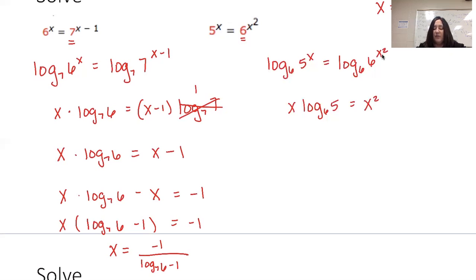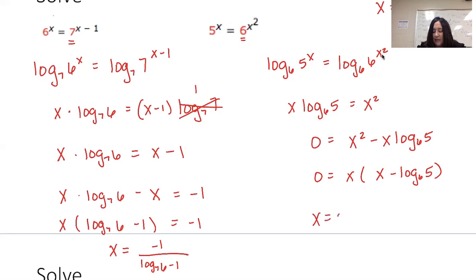Now, again, we're going to move everything to one side. I'm going to go this direction this time. So I'd have x squared minus x log base 6 of 5. Now to solve this, again, we're going to factor out what they have in common, which is an x, and you'd have x times x minus log base 6 of 5. Then you want to set each piece equal to 0. So we'd either say x equals 0 or x minus log base 6 of 5 equals 0. Then you would have x equals log base 6 of 5.